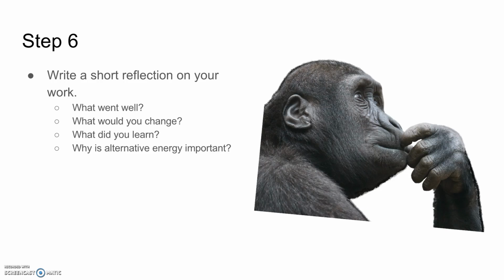The last step is to write a reflection about your work. So this only needs to be about a paragraph long. It doesn't need to be a novel. And in your reflection, you're going to talk about what things went well, what things you would change if you could go back and redo it, what you learned, and you're going to also tell us why alternative energy is important. And this will also be assigned to you on Google Classroom, so you can go back and look to it.